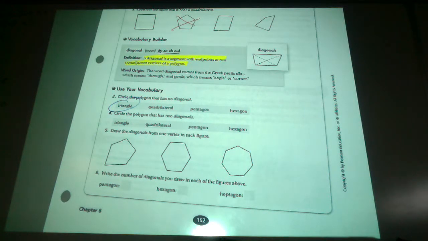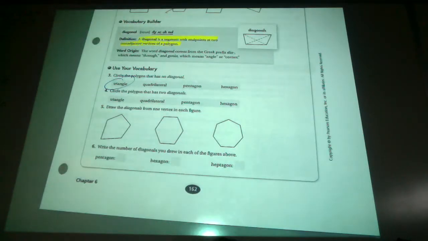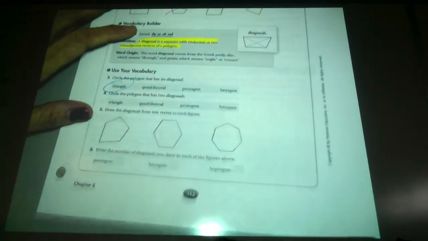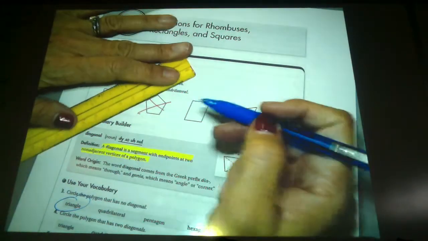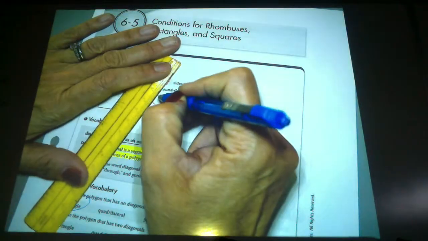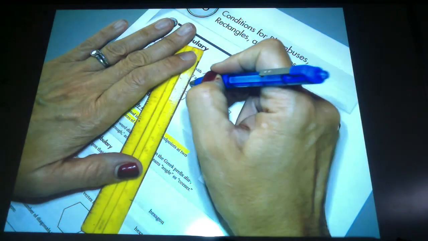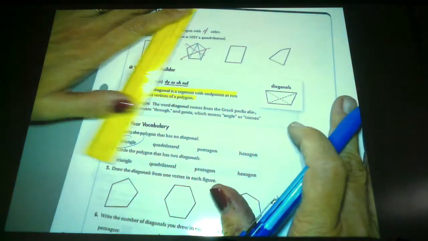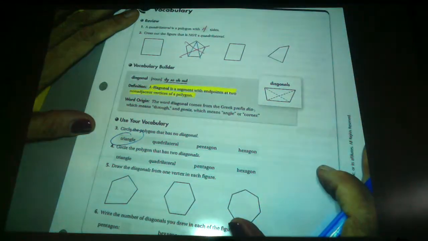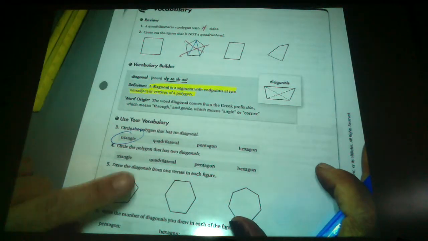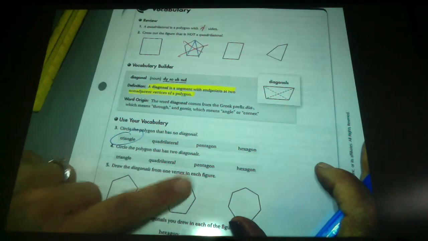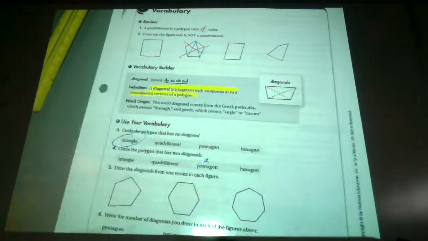Circle the polygon that has only two diagonals. Well, let's look at the pentagon. So let's go up here. I know this is a pentagon. I can't draw a diagonal from here. So this would be one diagonal, two diagonal, and can't, there we go, there's two. So the pentagon has two. So that appears to be the answer.